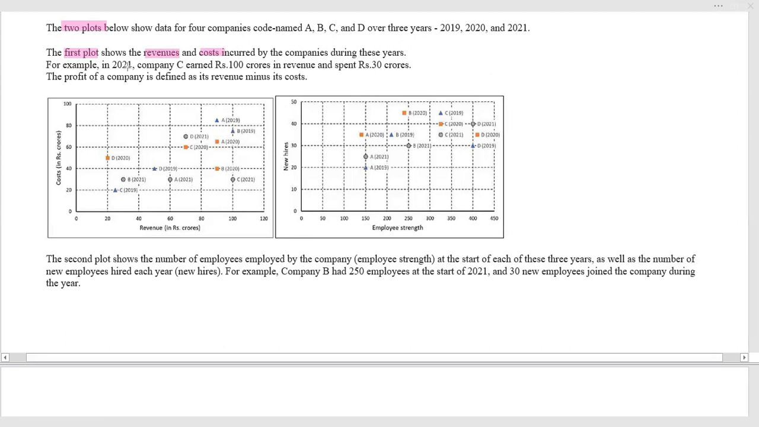In 2021, company C earned rupees 100. So if I check that C, this one, 2021, it is 100 here. So x-axis value is 100. And it spent rupees 30. So this value, if you take here, it should be at line 30. So that's why this example has been given. And profit of a company is defined as its revenue minus its cost. Revenue is this value, and minus cost, it is the profit given here.